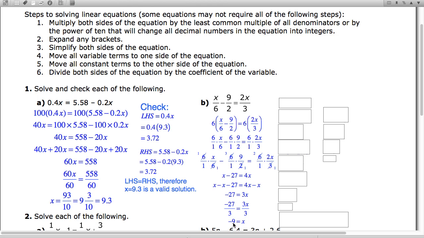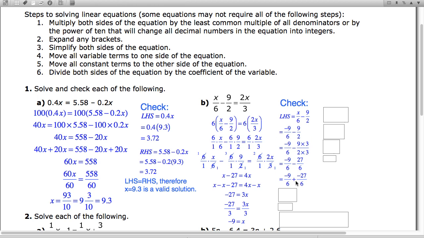And that leaves you with x equals negative 9. So we have a solution, now we just have to check. So we start with the original left-hand side of the equation, replace x with what we think is a solution, and then calculate.